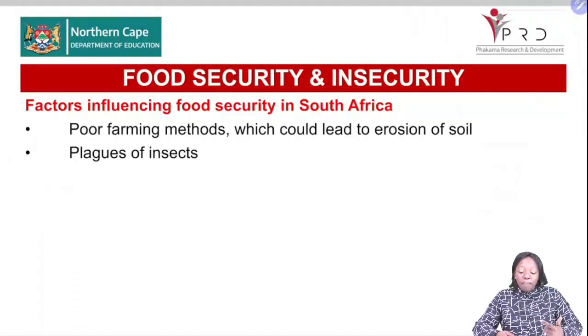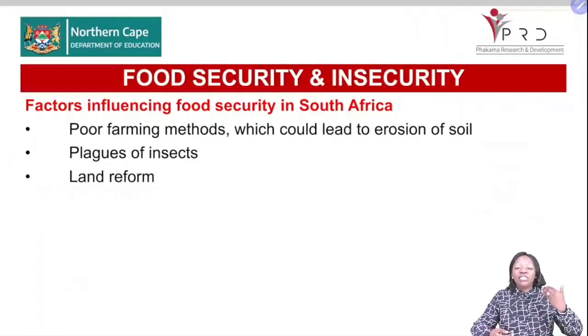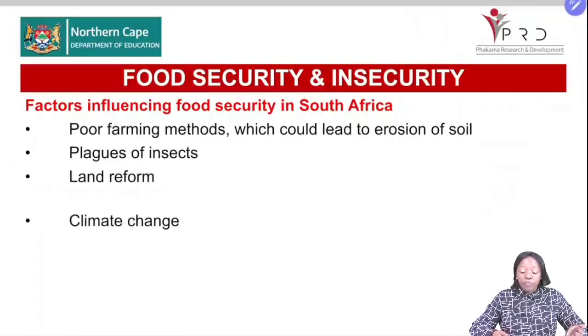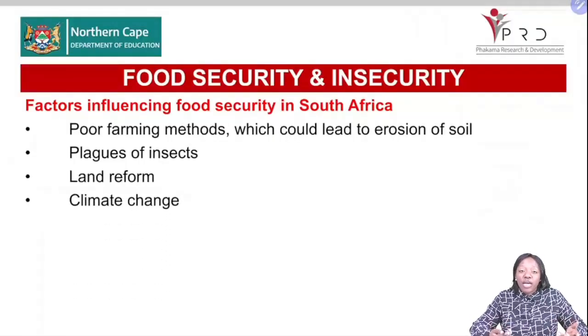Then we're looking at the outbreaks of insects. Remember again, they still need to take care that there are no insects that are going to destroy the crops that are being planted. Then we're also looking at land reform. You will remember in settlement geography, we have talked about land reform, that people are supposed to be given land so that they can be able to farm. So if they are given land and we have more farmers, it means we will have more food as a country. Then we're looking at climate change again in terms of drought as well as floods.